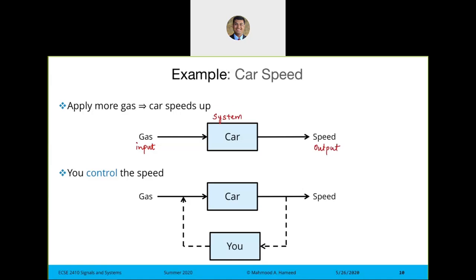So if this is the system, where is the signal? Well, this is the signal. Output signal, input signal. So you have signals, in this case, input and output, at the left and right of the system. In our case, the system is the car. So this is just an example of a real world scenario of how you can think about signals in systems.